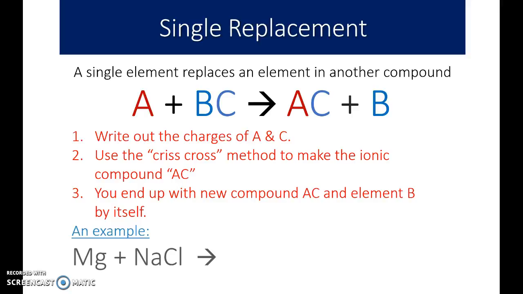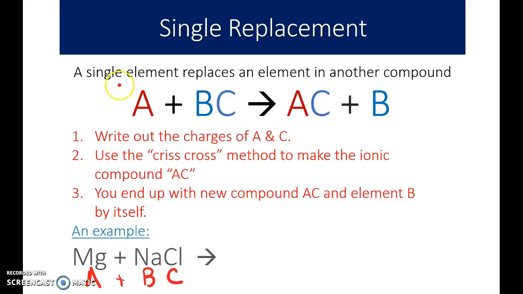In this video, we are going to look at how to predict the products for a single replacement reaction. So a single replacement reaction is where you have a single element replace an element in another compound. So we're going to follow 3 steps in order to predict the products. So I have, as an example, Mg plus NaCl.